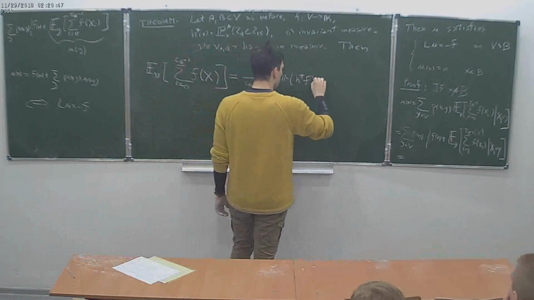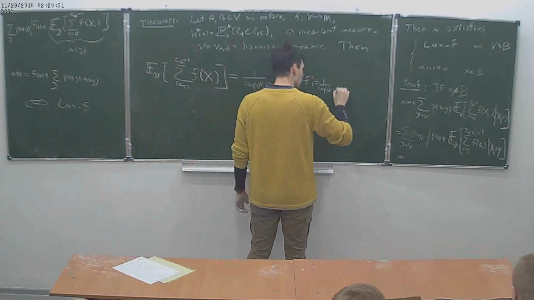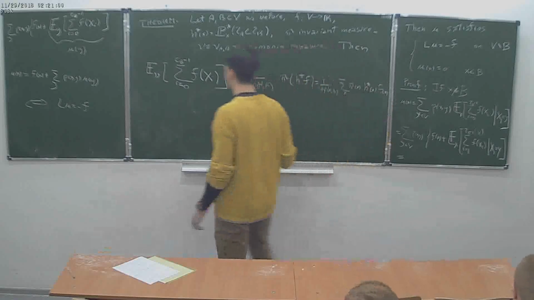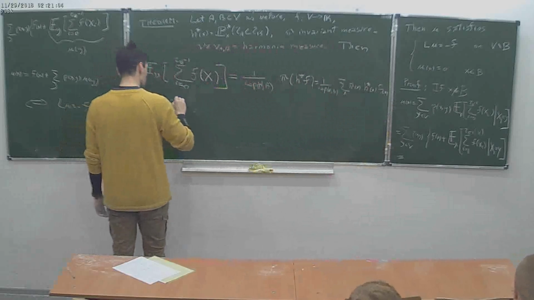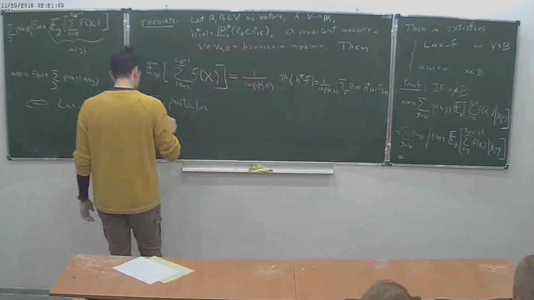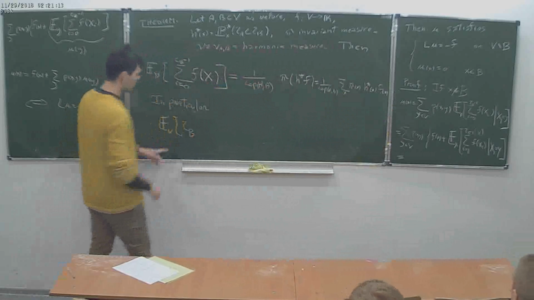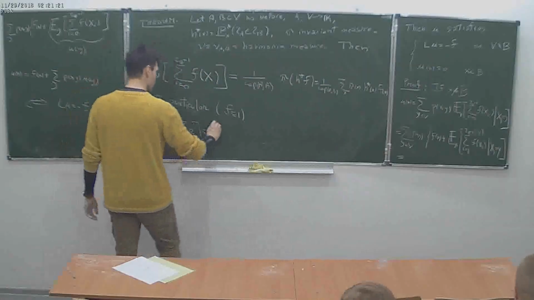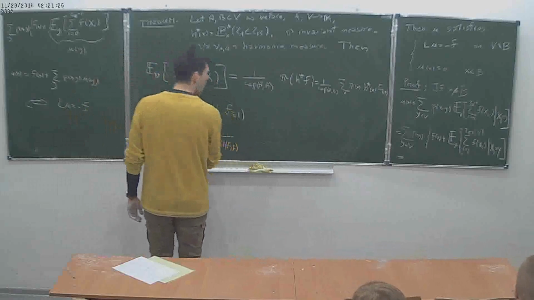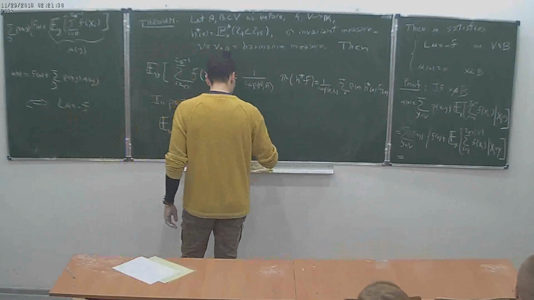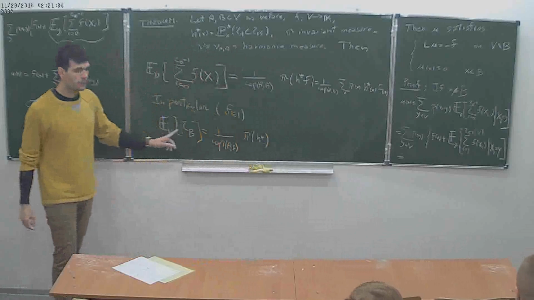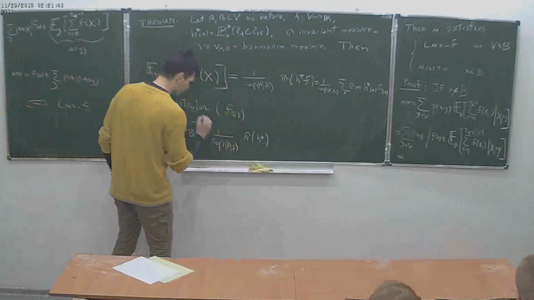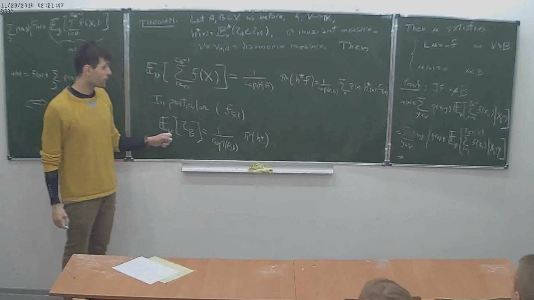This is equal, it's just an equality, to 1 over the capacity between A and B of the sum over x of pi of x, h star of x, f of x, which in the notation that we use is pi of h star f. So in particular, the expected time when I start with mu of tau B, that's exactly, in particular, I take f constant equal to 1, is just 1 over the capacity between A and B of the sum of pi of h star.